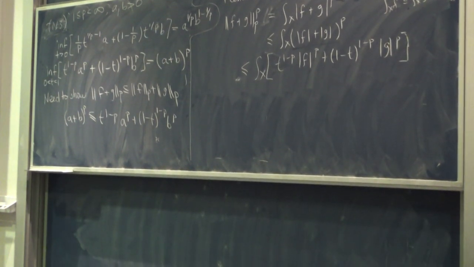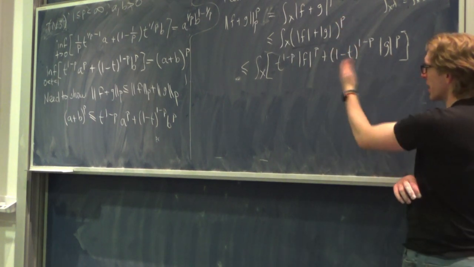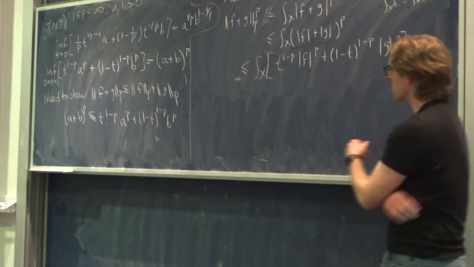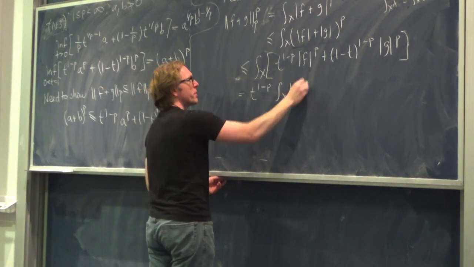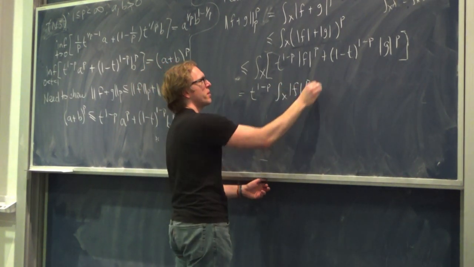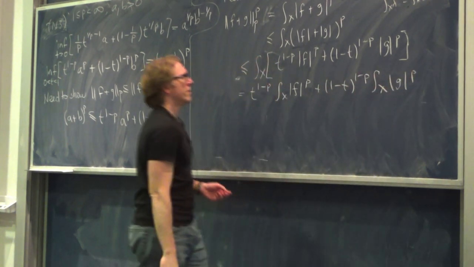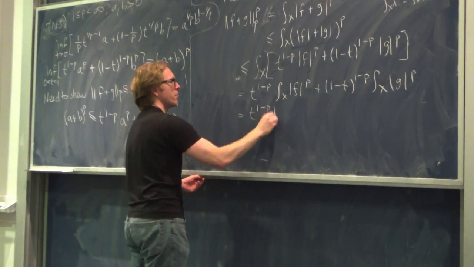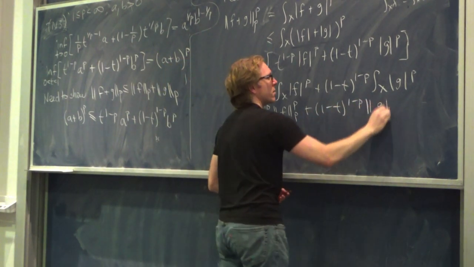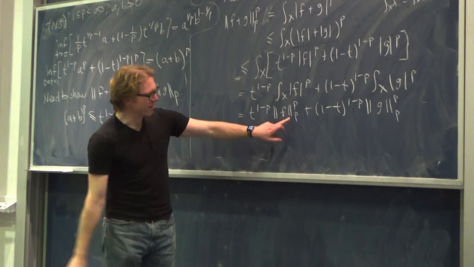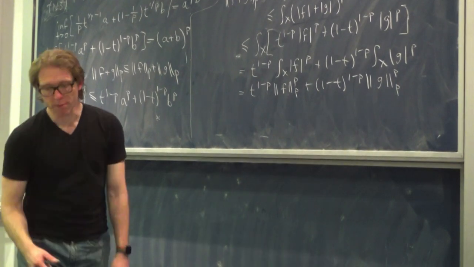Okay, well, t is just a number. We're going to take an infimum in a second, but for now it's just some fixed number, so I can take it out the front. This isn't an integral with respect to t, it's just a constant. So that's equal to t to the 1 on p, the integral over x of f to the p, that's the p norm to the power p, plus 1 minus t to the 1 on p times the same for g. I hope this notation is clear. This is the pth power of the p norm. Okay, so that's what we got.